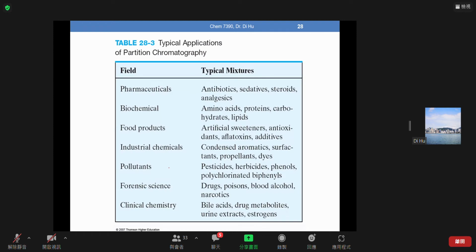For partition chromatography, we can see it has pretty wide application. It can be used in pharmaceutical analysis to analyze antibiotics and steroids, which we just mentioned, and in biochemical systems for amino acids, proteins, carbohydrates, lipids. In food, it can analyze artificial sweeteners, antioxidants, and so on. It is also very common for pesticide analysis.